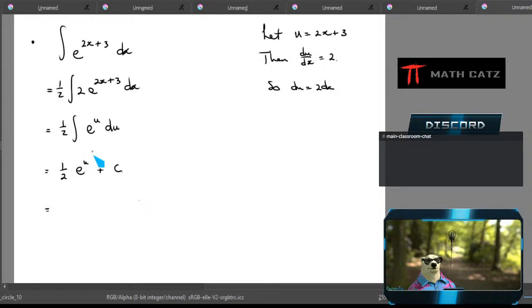And now let's just get rid of this u and go back to my original variable. Can you do a substitution? Sure I can. And there you go. You've done the chain rule in reverse without actually thinking about the chain rule. See? And you're happy, and you never had to worry about it.